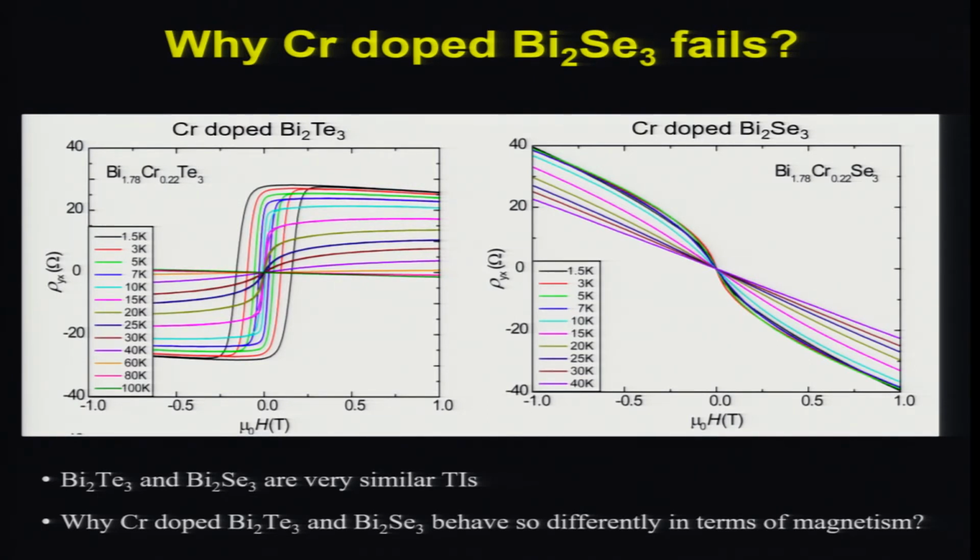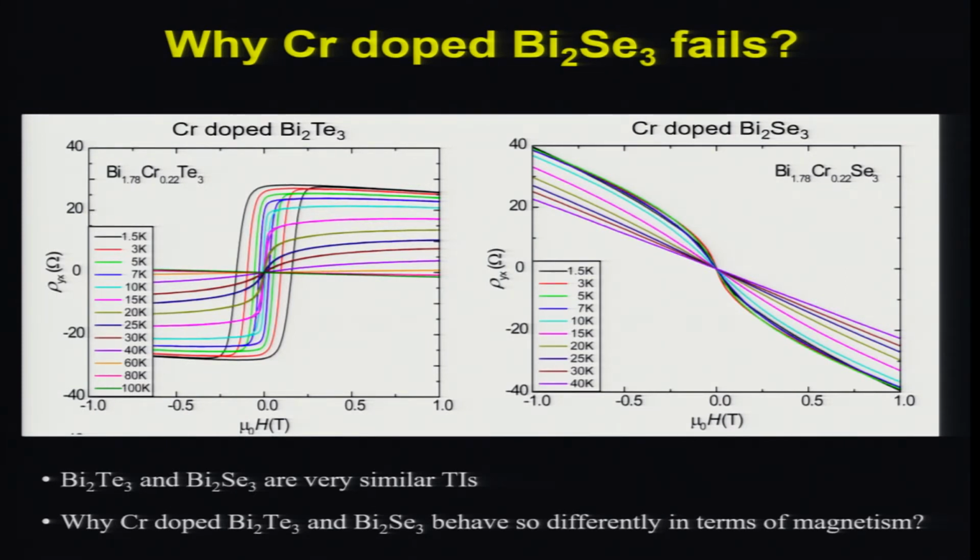Bismuth selenide is perhaps the best 3D topological insulator in terms of band structure because it has a very large inverted bulk band gap. It's around 300 meV. It has a very nice single Dirac cone surface state. However, when we dope chromium into bismuth selenide, we don't see any ferromagnetic order.